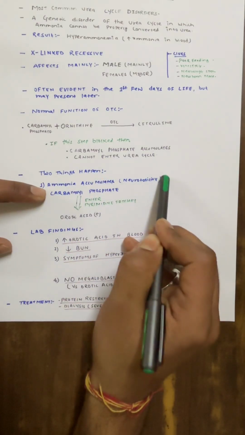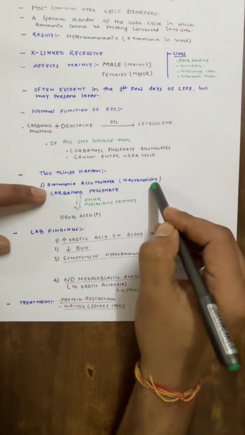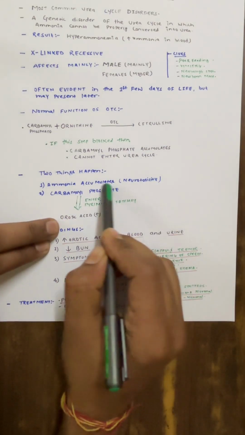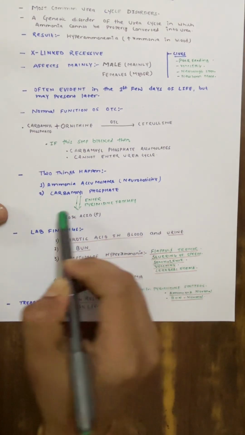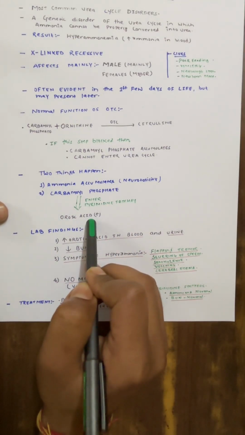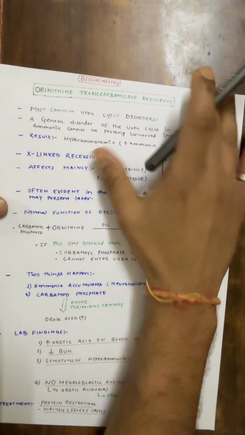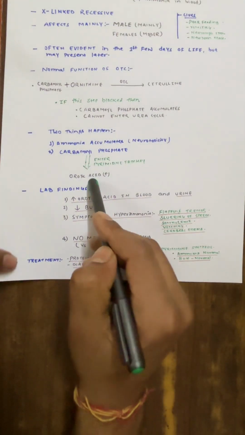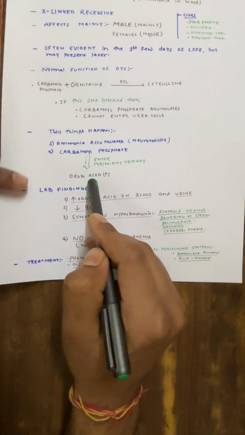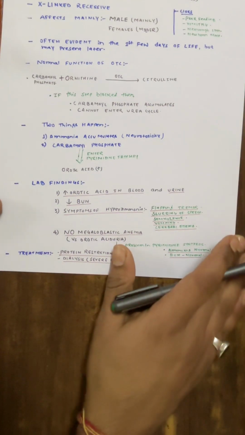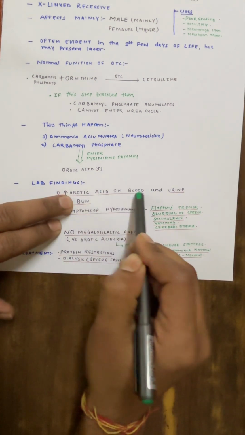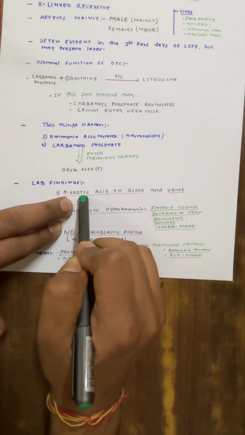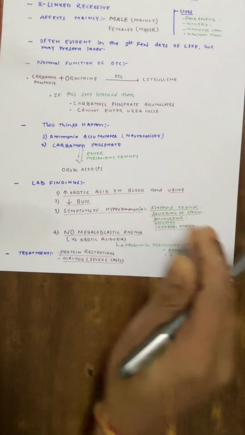If ammonia accumulates, that will cause toxicity, because we all know that ammonia is neurotoxic. And this carbamoyl phosphate will enter the pyrimidine pathway and make orotic acid. So if this enzyme ornithine transcarbamylase is deficient, then another thing is that we'll get increased orotic acid in our body. So what will be the lab finding in those patients? In lab findings, we'll find orotic acid in blood and also in the urine sample. Increased lab value.